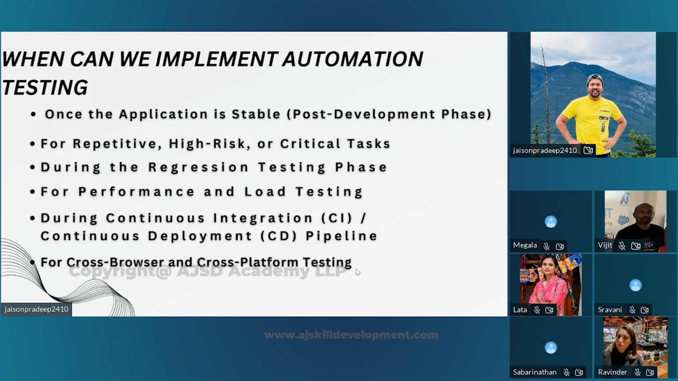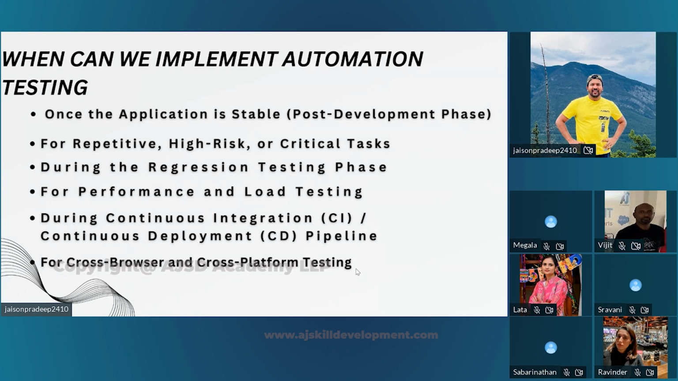Everyone has knowledge of automation testing, but they don't know when to implement it. Whenever the application is stable, post development phase, once the development team has deployed the code in the QA org, at that time we can implement automation testing, because we will have a full understanding of the application and we know what types of scripts need to be executed, what is in scope and out of scope, and what functionalities we need to verify.